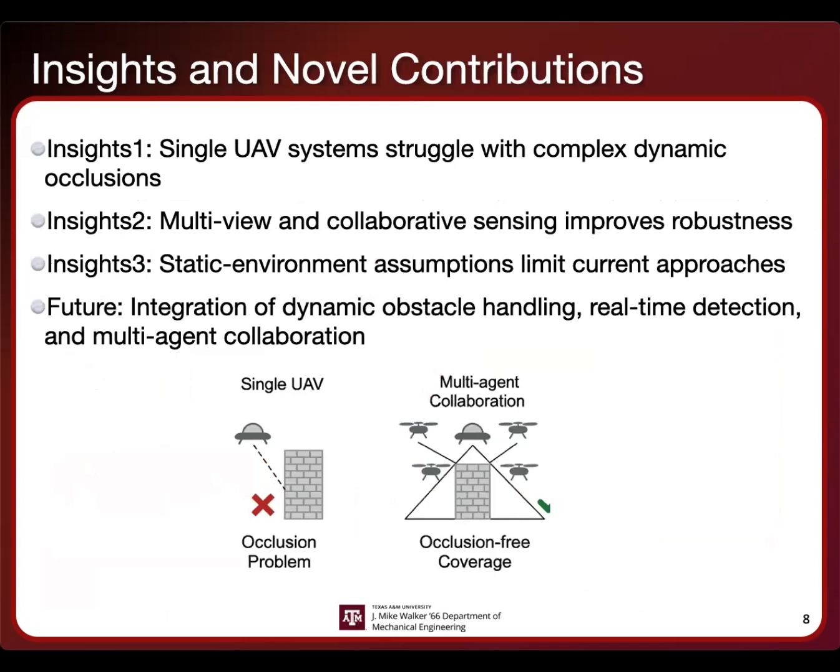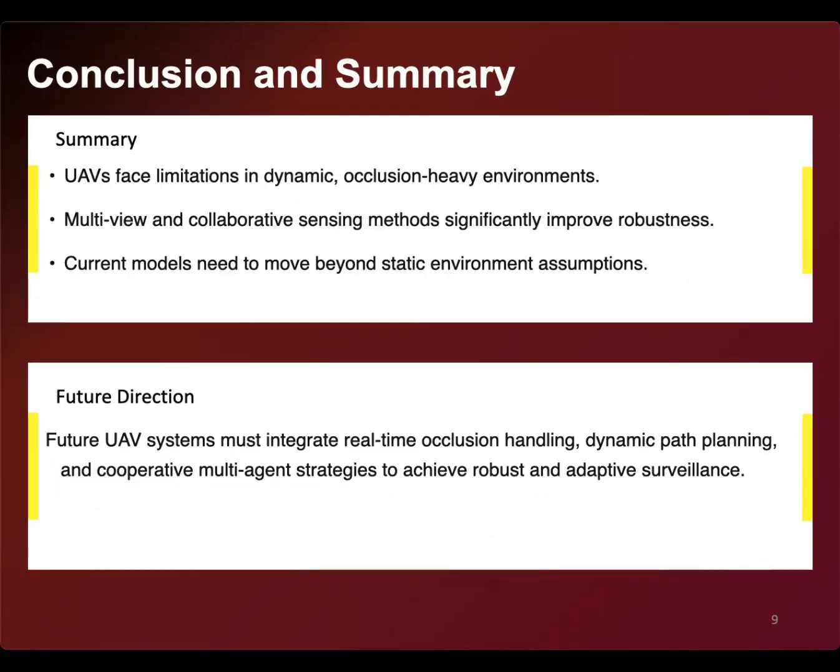From reviewing these papers, it is clear that single UAV systems struggle with dynamic occlusions. Collaborative perception strategies such as multi-agent systems and multi-view fusion show the greatest promise for achieving robust occlusion awareness. In summary, we see that single UAV systems struggle with dynamic occlusion, while multi-view and collaborative methods significantly enhance robustness. However, most current approaches still assume static environments, limiting real-time applications.